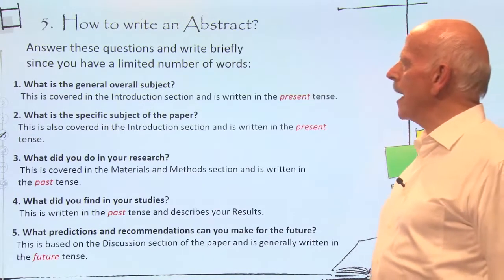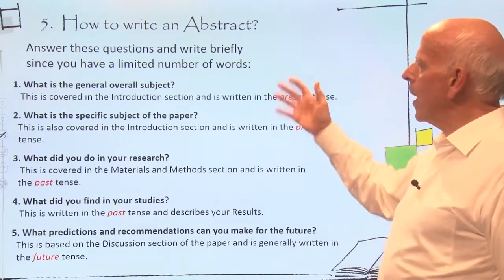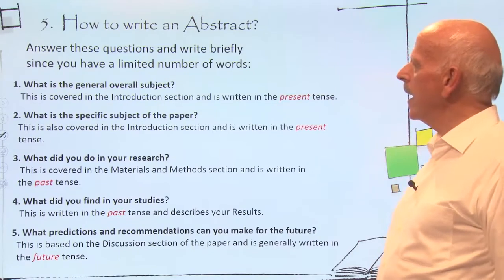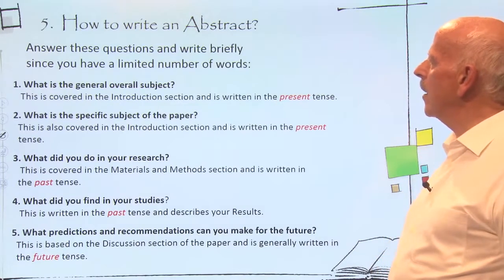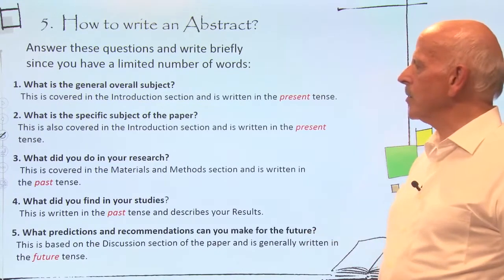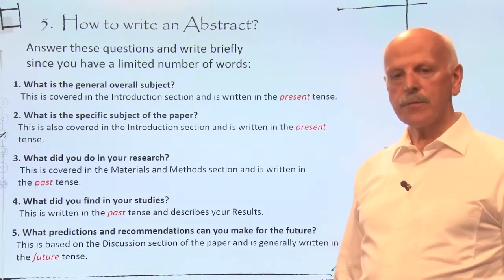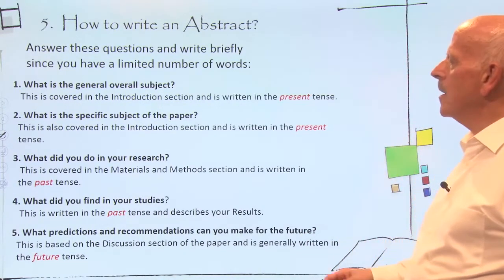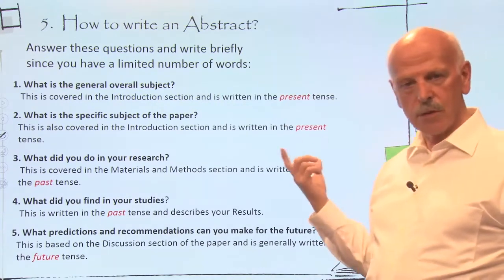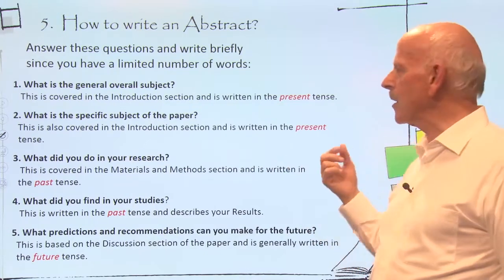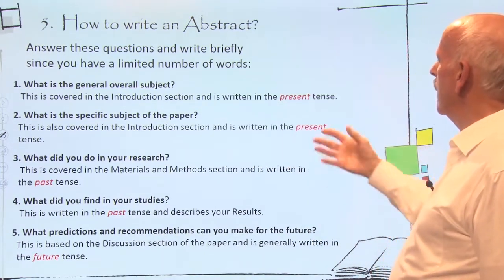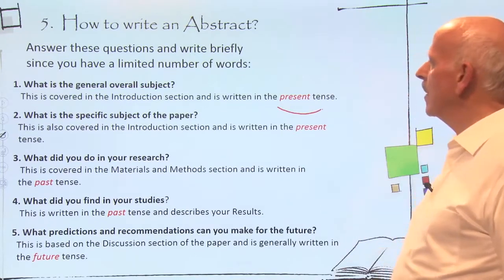So how do you write an abstract? Here are some questions that you can apply to your work to get an idea of the abstract. And when you answer these questions, try to do it in as few words as possible. So what is the general overall topic? This is covered usually in the background in the introduction. So you've probably written this by the time you get here, and it's in the present tense.